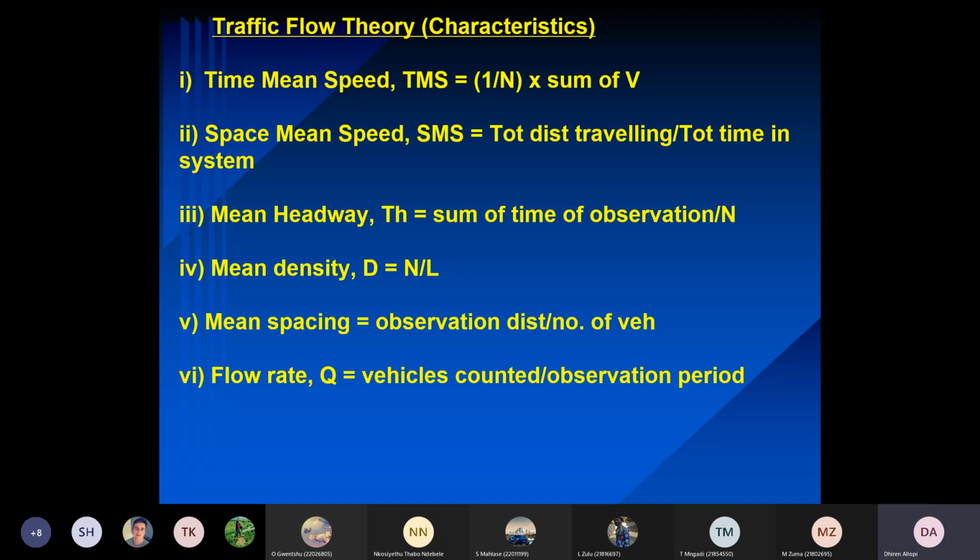And also take note of the units. In a question like this, the examiner will specify the units. So make sure that you are giving your final answer according to the units that the examiner requests. Mean spacing, your observation distance, test distance, divided by the number of vehicles, and finally your flow rate Q, number of vehicles divided by your observation period.